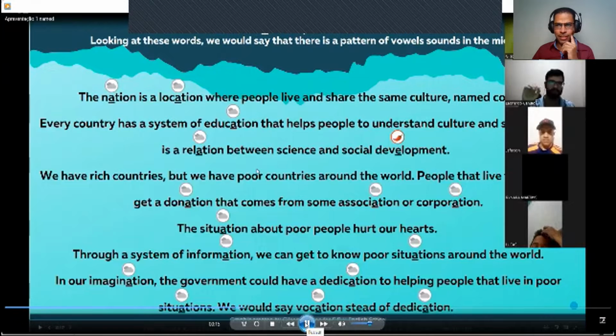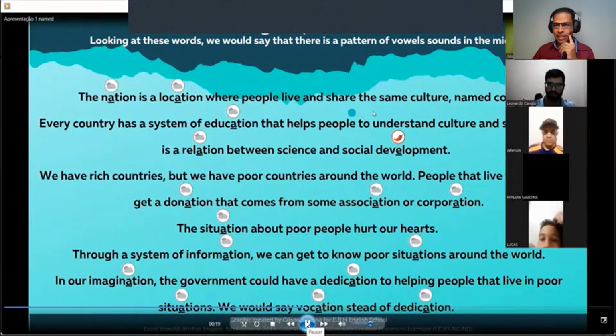The nation is a location where people live and share the same culture, named country.